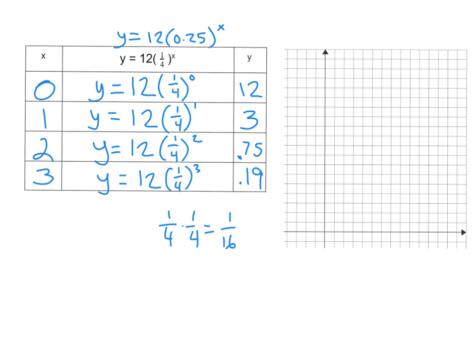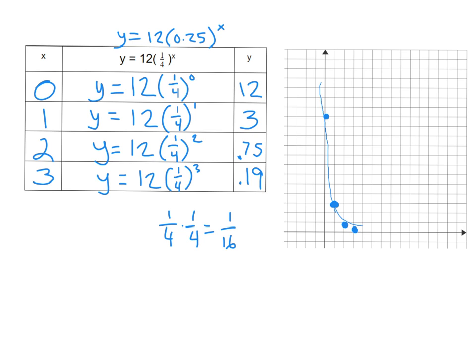Okay, so let's put in our points on our graph and see what exponential decay looks like. So 0, 12. 0 along the x-axis and up 12. 1, 2, 3, 4, 5, 6, 7, 8, 9, 10, 11, 12. I think I counted that right. So there's that point, 0, 12. And now we have 1, 3 right there. Oops, a little bit off there. I'm going to try it again. All right, there it is. And then we have 2, 0.75. So that's going to be right around there. And then 3, 0.19. We're getting really close to our x-axis right there. So that is what our curve looks like. And I'm going to draw that in as best I can.